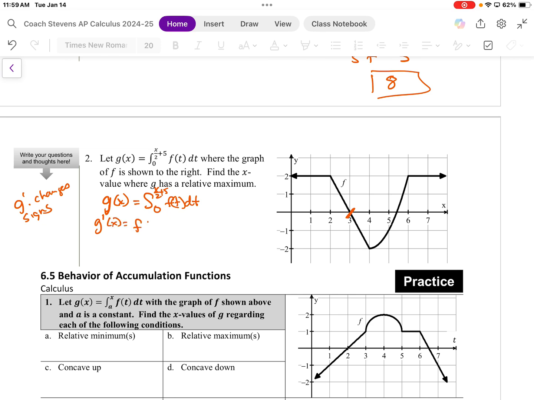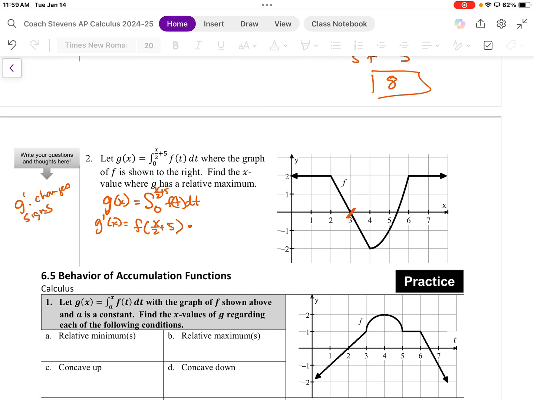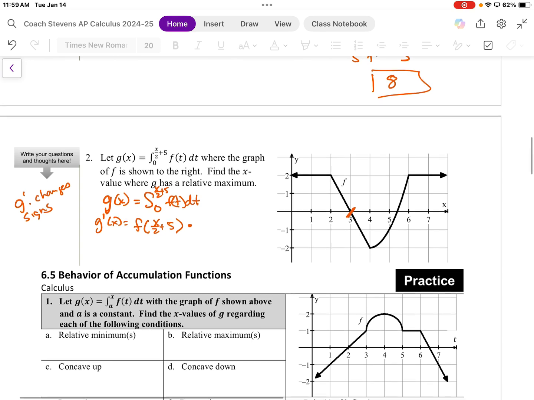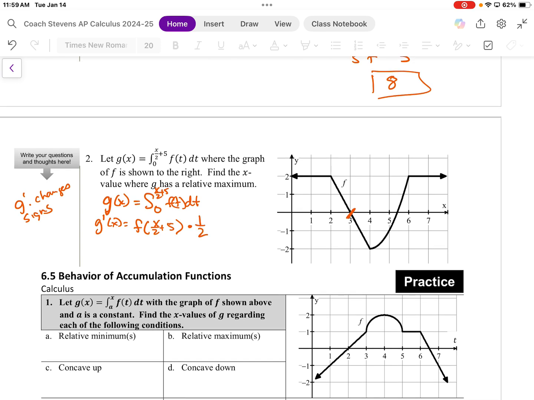Wouldn't that be f of x over 2 plus 5? And then I got to do it times what? Since the upper bound is a function, I would multiply by what? Yeah, the derivative of it. So what's the derivative of that? Yeah, 1/2. Okay.